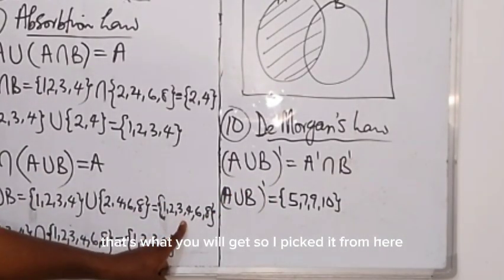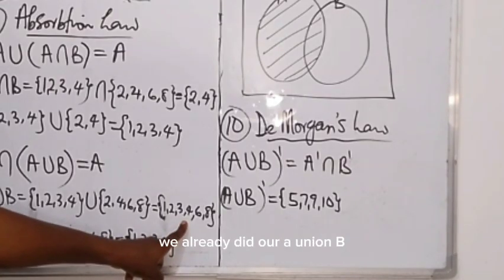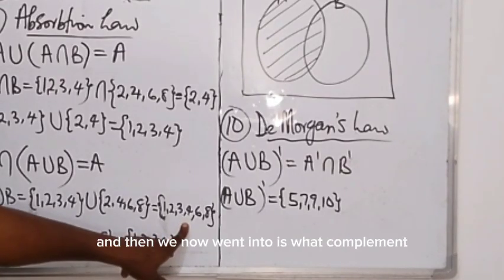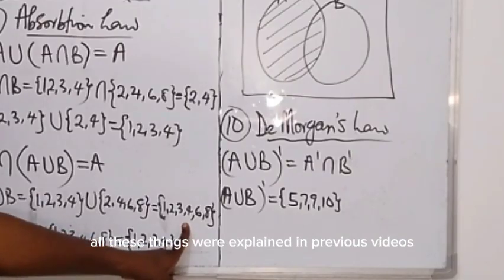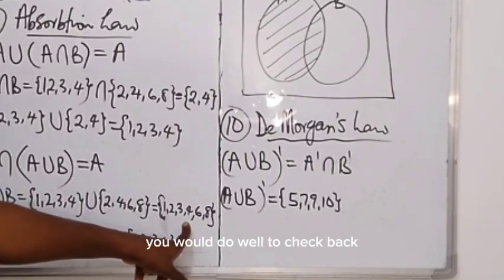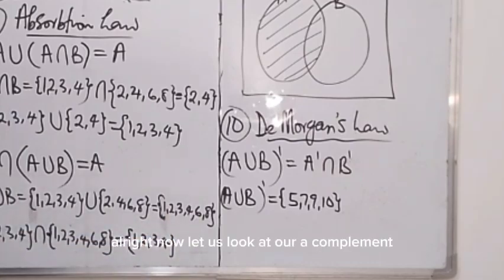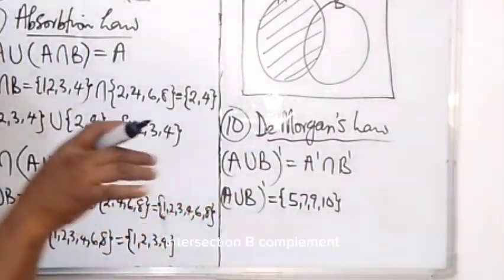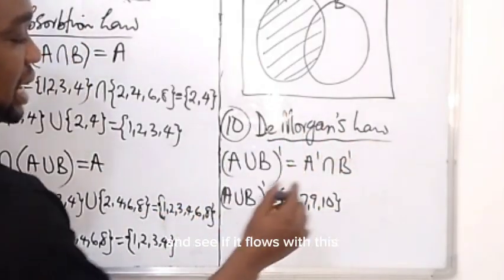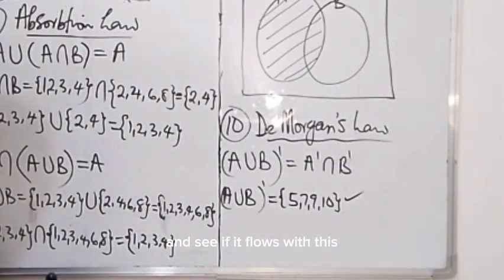So I picked it from here. We already did our A union B, and then we now went into complement. So what we know what complement is, all these things were explained in previous videos. You would do well to check back. All right. Now let us look at our A complement intersection B complement and see if it flows with this.